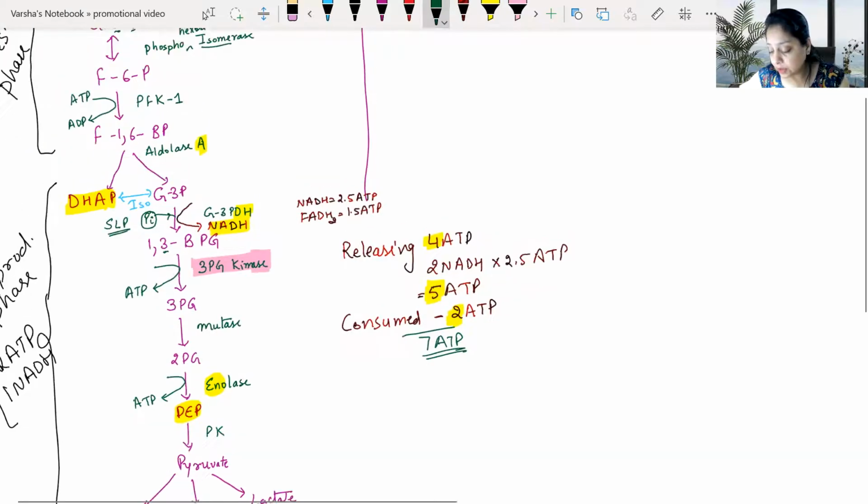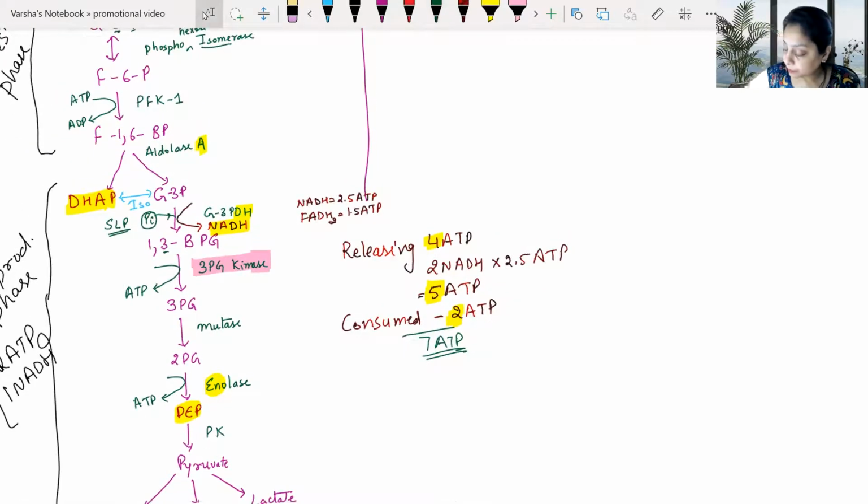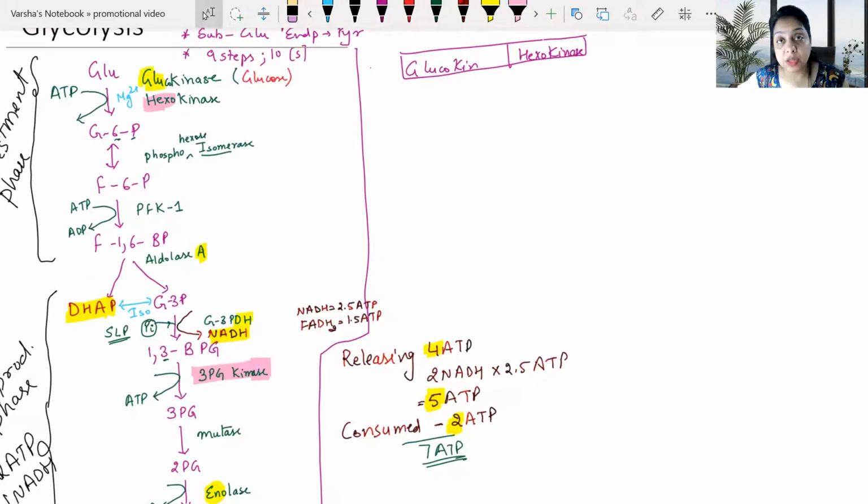Okay? Now this is done. This is about the energetics in general. It is going to change for anaerobic glycolysis also, right? It changes. So this is the one thing.